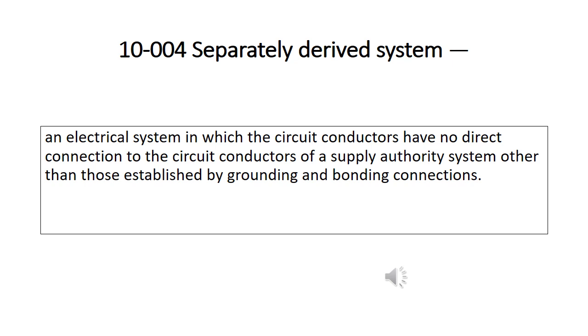Rule 10-004, separately derived system: an electrical system in which the circuit conductors have no direct connection to the circuit conductors of a supply authority system other than those established by grounding and bonding connections. The definition of separately derived system is found in Rule 10-004, with additional excellent information in Appendix B, located on page 591 of your codebook.